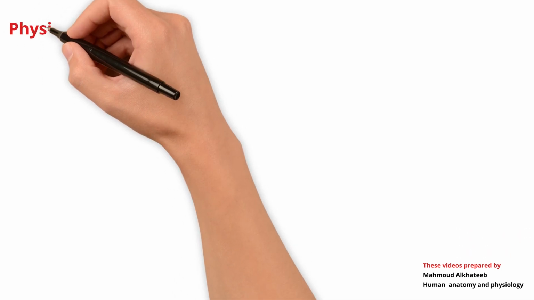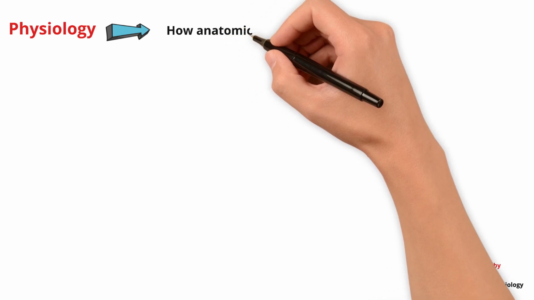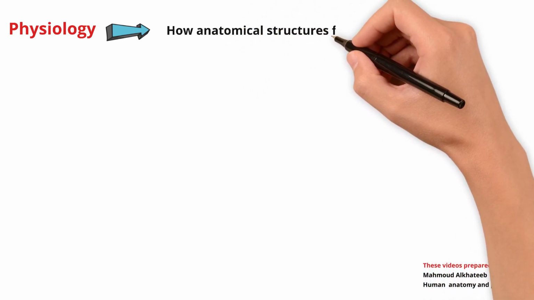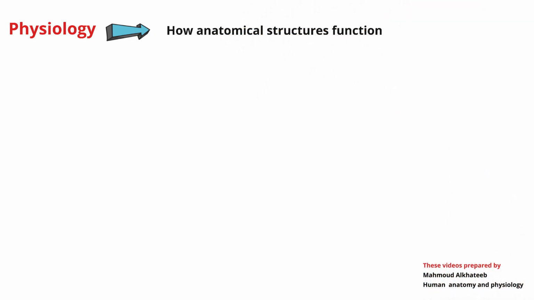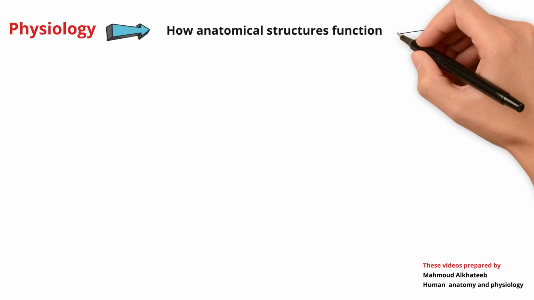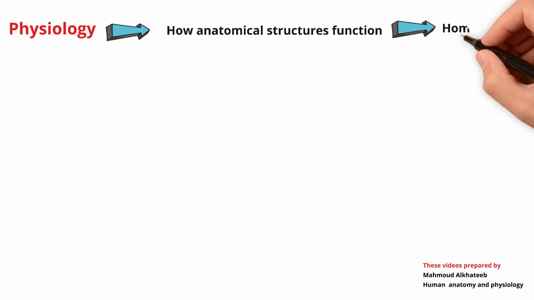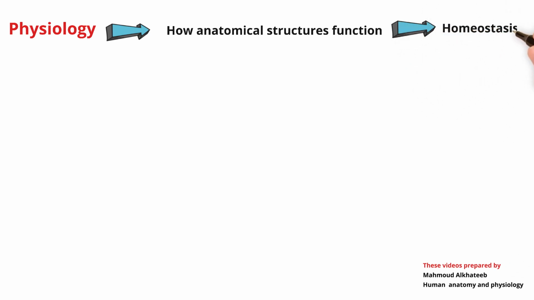Now, let's shift to physiology. Physiology is the study of how anatomical structures function. Physiology looks at how individual organs and organ systems work, both in isolation and in coordination with one another. It helps us understand how the body operates to maintain homeostasis, or balance.